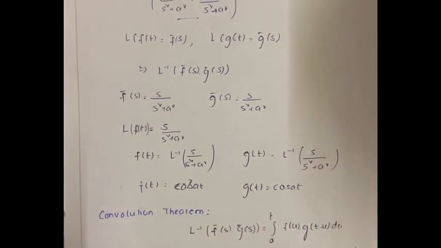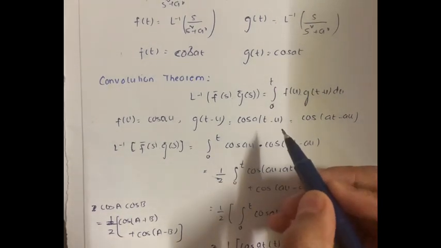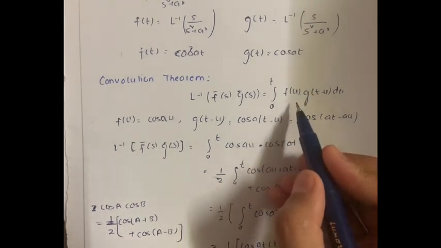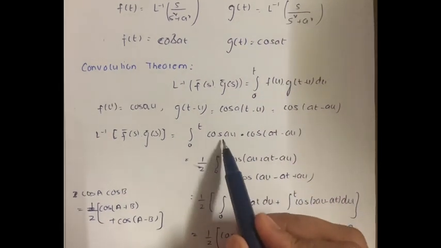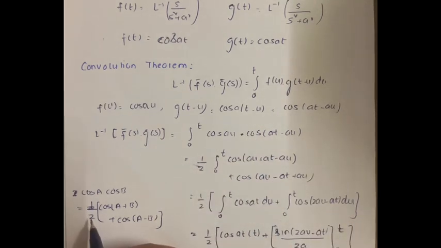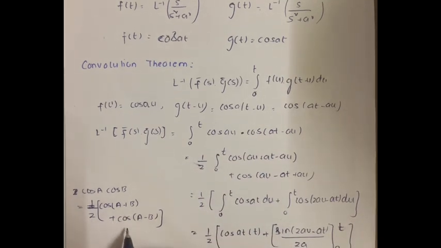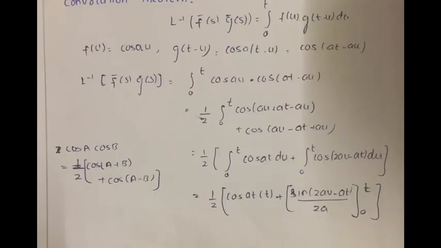So, after obtaining f of t and g of t values, substitute here using this formula. We'll get integration of the form cos A into cos B, which is equal to 1 by 2 into (cos of A plus B plus cos of A minus B). Substitute these values in this formula. Now apply integration and we'll get this result as follows. This is the inverse Laplace of s square by (s square plus a square) whole square.